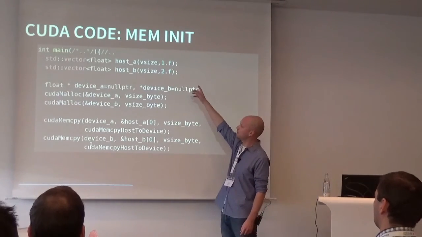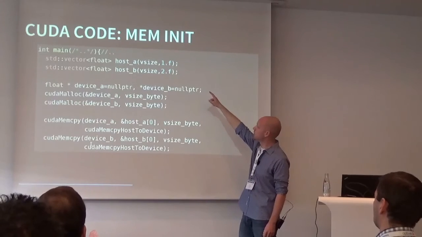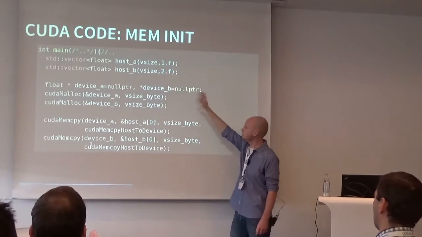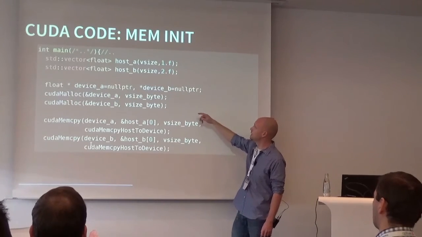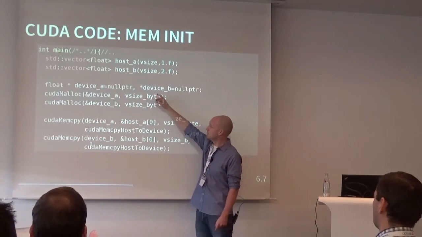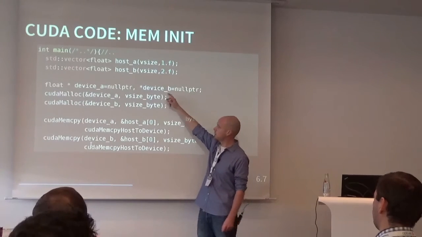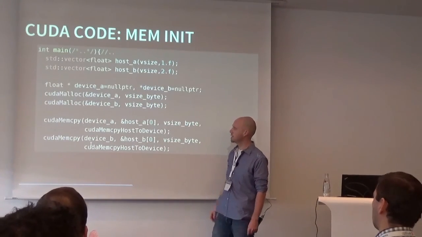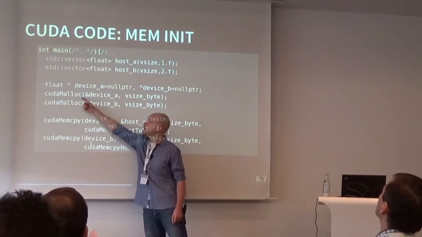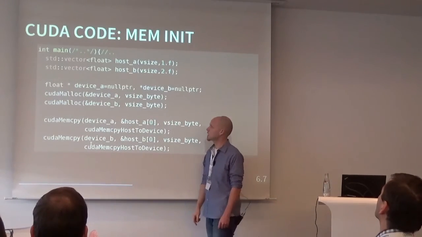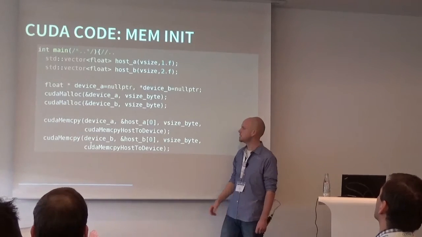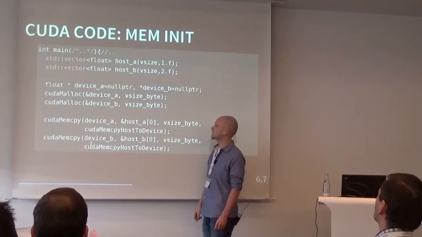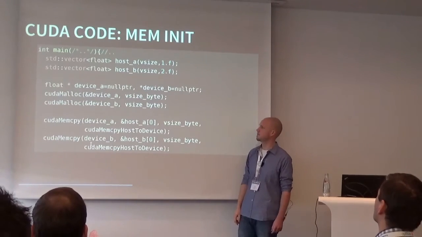Let's have a look. The top part, I'm going through this real small program. Let's use a standard vector. We stay with single precision, doesn't matter. Then we have to initialize 2 pointers that will point to memory on the device. And then we have to use the CUDA malloc function to actually allocate memory on the device. And then we have to use the CUDA memcpy function to actually transfer the memory onto the device.